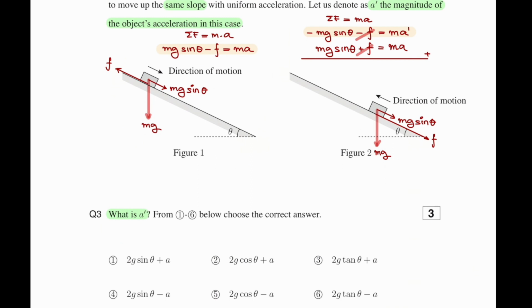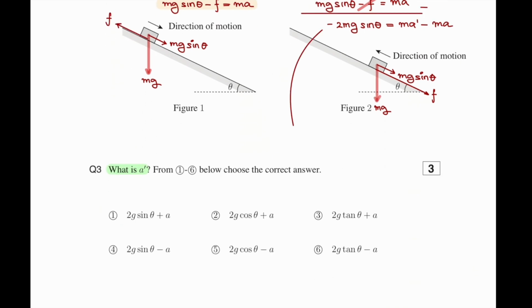Wait a second. Oh, sorry, this is negative, not positive. My bad. This is negative mg sin theta minus f equals ma prime. So instead of adding, we have to subtract. So negative f minus negative f becomes plus f, and it cancels out, and I will get negative mg sin theta minus mg sin theta. I got negative 2mg sin theta equals ma prime minus ma.